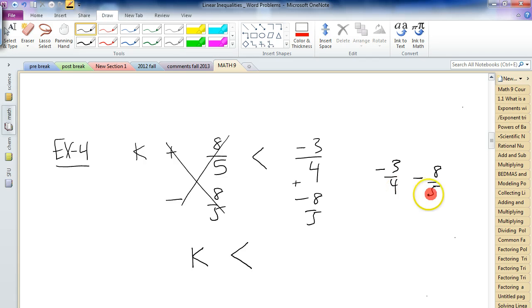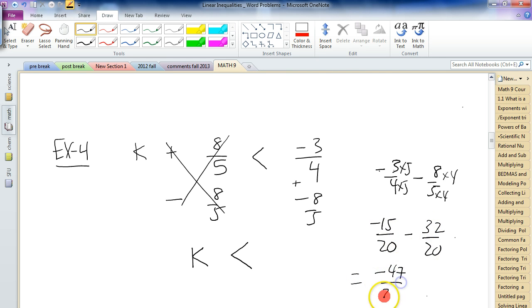Okay, 4 and 5, common denominator you need, because you're subtracting, 20. How do we turn 4 into 20? Times by 5. Do the same to the top. Negative 3 times 5 is negative 15. Leave the minus sign there, and treat this as a positive 8. How do we turn 5 into 20? Times by 4. Do the same to the top. 8 times 4, 32. So you're down 15, then you're down 32. That means you're down 47 over 20.